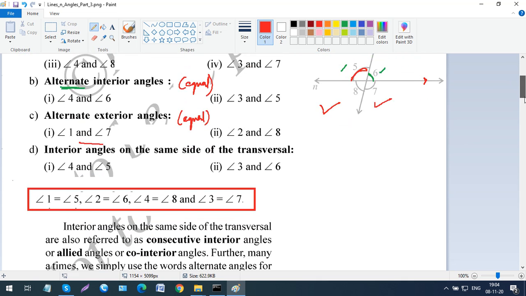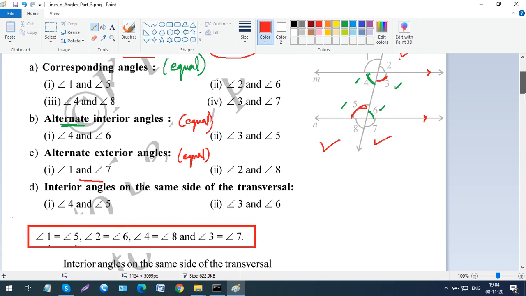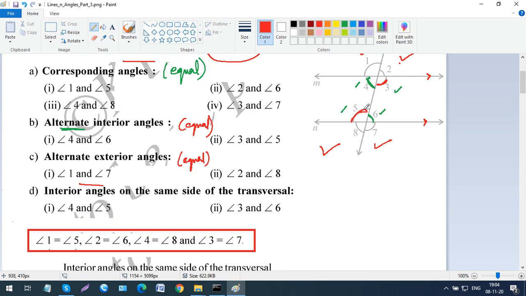So now come to interior angles on the same side of the transversal. So interior angles on the same side. So interior angles, we know, are 4, 3, 6, 5. Alternate means it's the opposite we took. On the same side is going to be 4 and 5. So in this case I can take 4 and 5 are on the same side and 3 and 6 are on the same side. Okay.